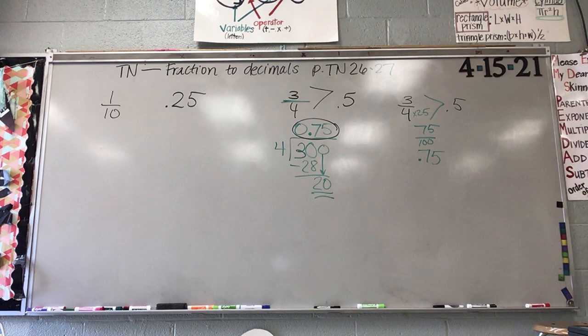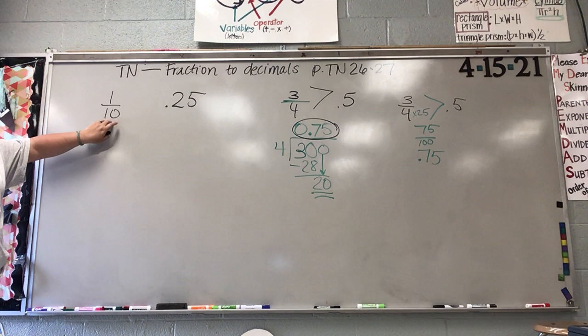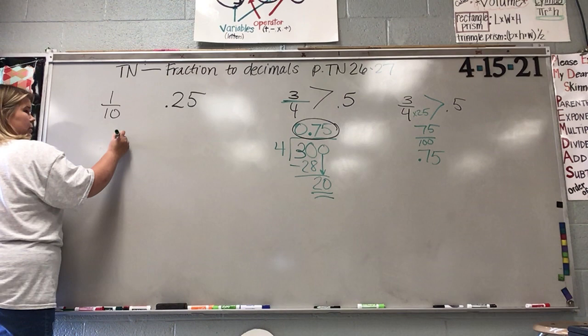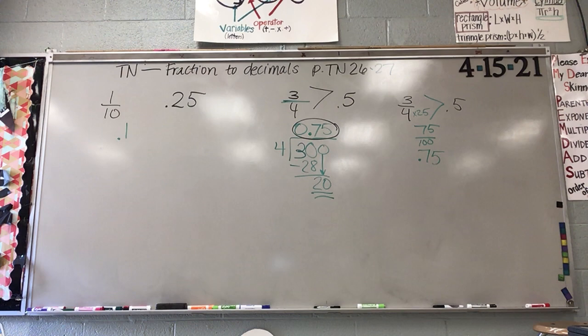Remember tenth, hundredth, and remember where they go in decimals. So what if I wanted to make this into a decimal? What would this be as a decimal? Point one. How'd you do that? Because it says 1/10, and I knew that the number right after the decimal is the tenth place, so I just put a 1 there. There you go. So now, who's greater? 0.25.